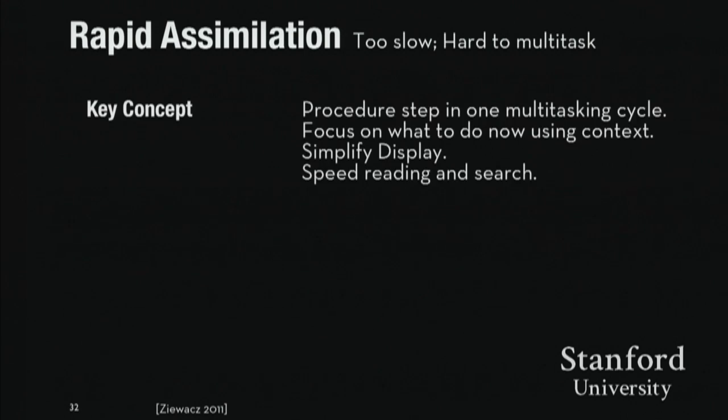So let's look at rapid assimilation. Here, the key concepts are that we need to be able to do each task with the aid in one multitasking cycle, however long that takes. You need to focus on what the people are doing now in the room by using the context and where they are in the procedure. We want to really simplify the display to make it quick to read. And we want to help by actually designing a new, shorter syntax that will help people with speed reading and search.